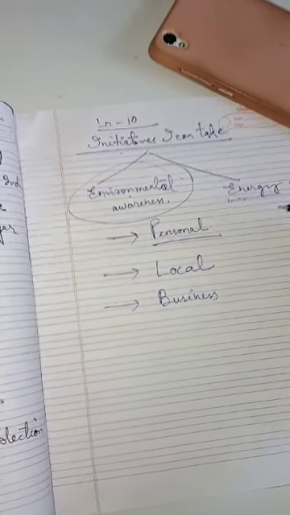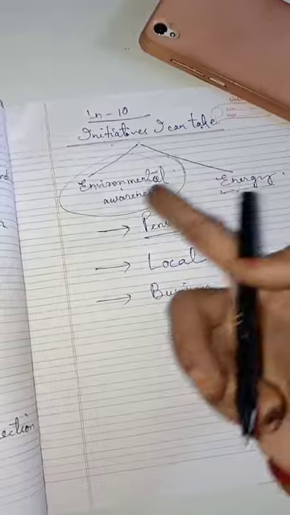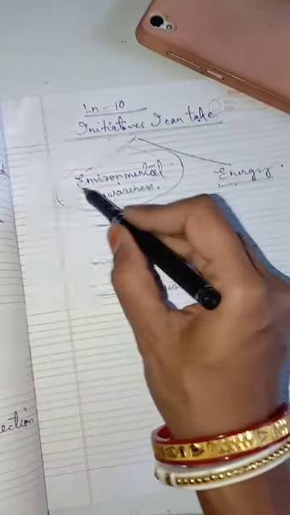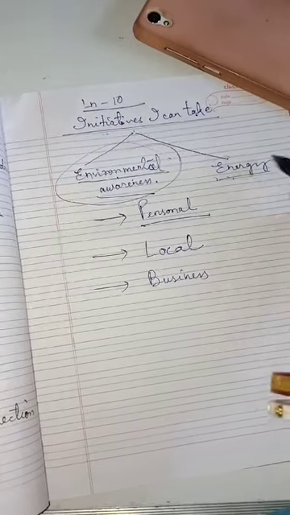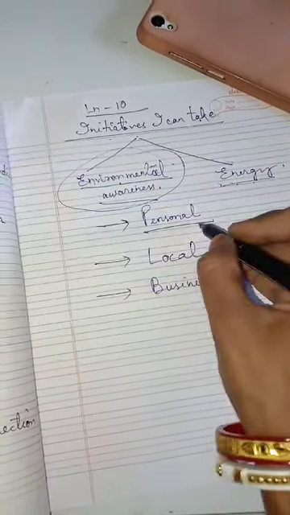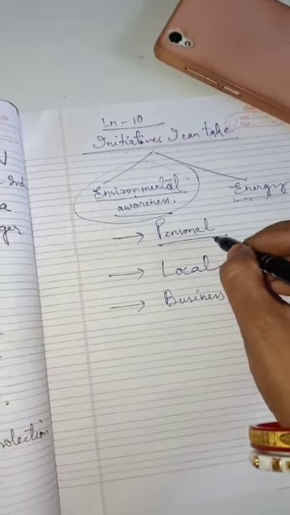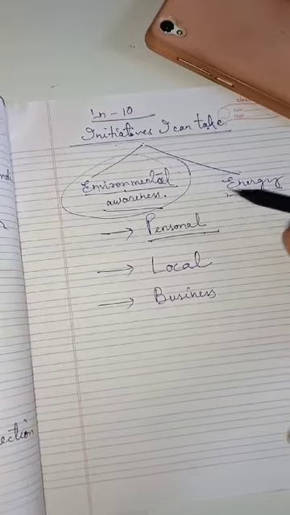So today we will study what initiatives you can take to protect mother nature in two categories. The first one is by creating environmental awareness to protect the environment, and the second is to create awareness with respect to energy, how we can conserve energy in various sectors. The first one is the personal level. When it comes to personal level, you can take many measures or steps to protect mother nature.